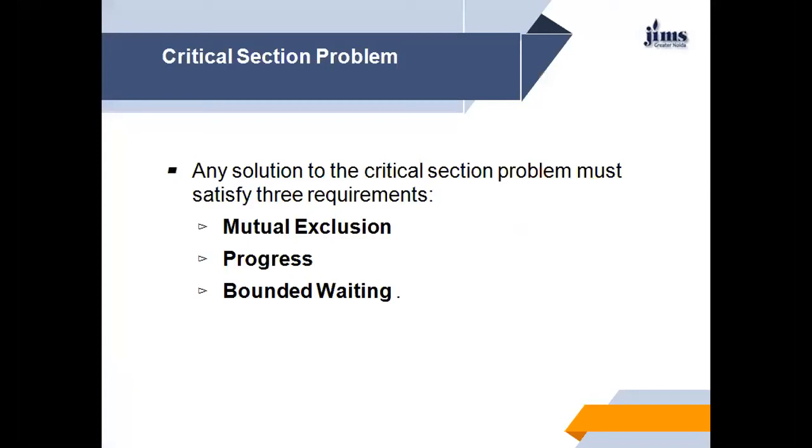The third is bounded waiting. There exists a bound on the number of times that other processes are allowed to enter their critical section after a process has made a request to enter its critical section and before that request is granted. We assume that each process is executing at a non-zero speed. However, we can make no assumption concerning the relative speed of the n processes.